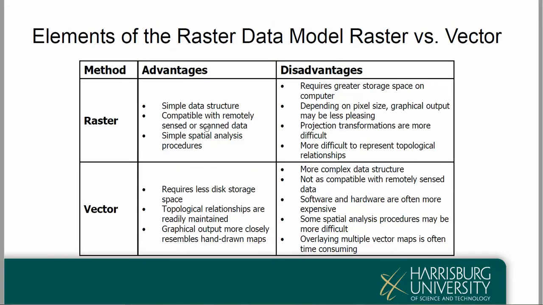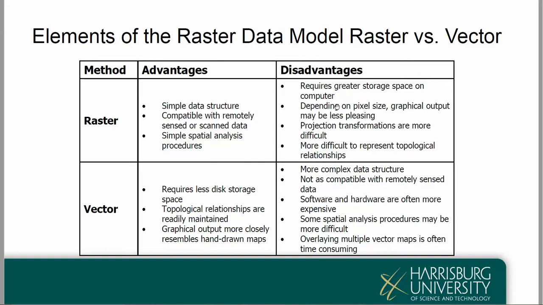So let's take a look at some of those advantages and disadvantages. For raster data, certainly the data structure is easy, right? It's got a row and column number. That's it. It's compatible with remotely sensed or scanned data. Any sort of raster-based scan or image works really well. And you can do really simple spatial analysis because you're simply overlaying grids, and you don't have these complex lines that may partially cover certain areas.